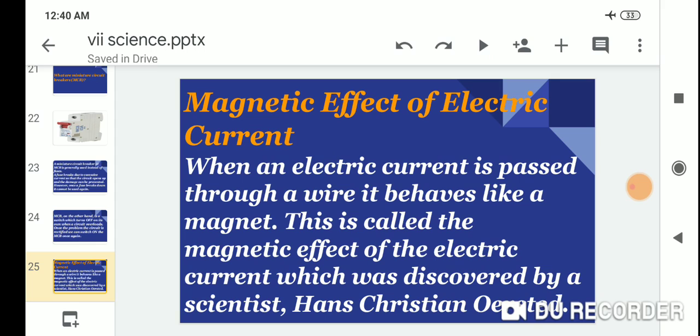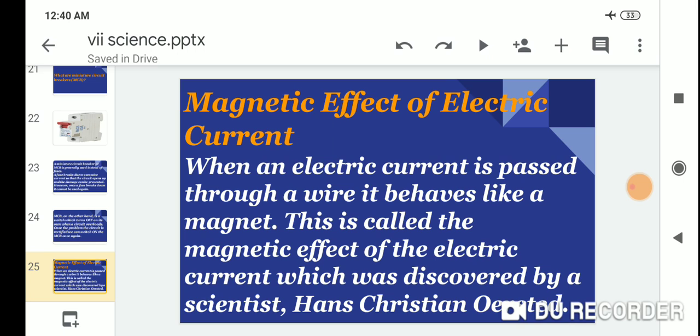Magnetic effect of electric current. When an electric current is passed through a wire, it behaves like a magnet. This is called the magnetic effect of the electric current, which was discovered by the scientist Hans Christian Oersted.